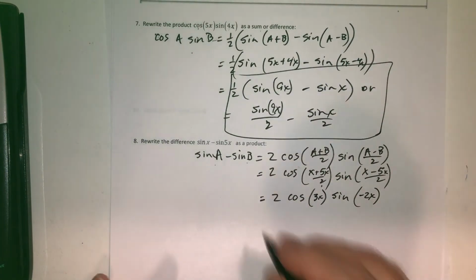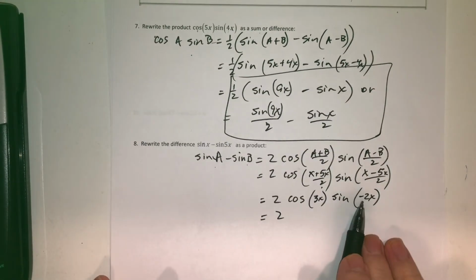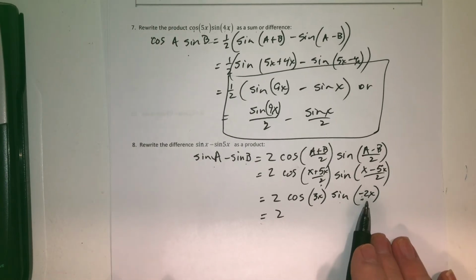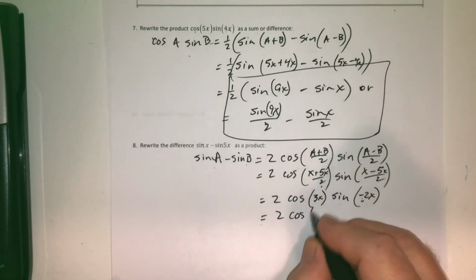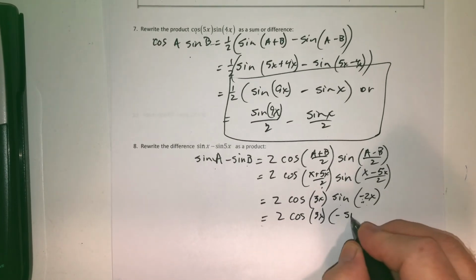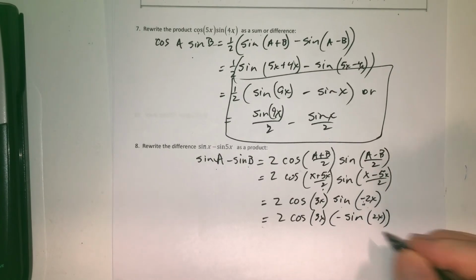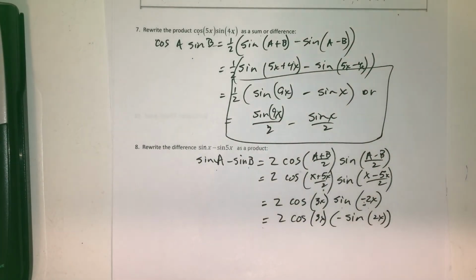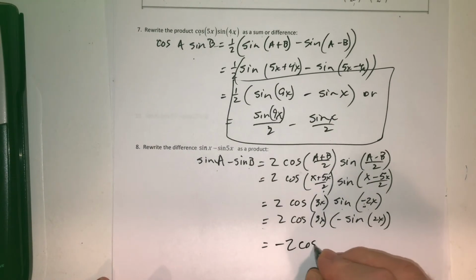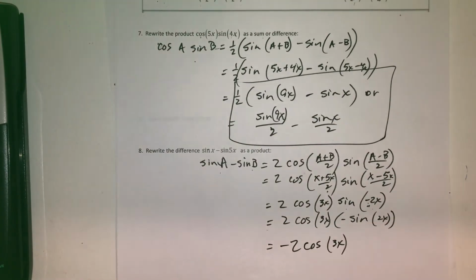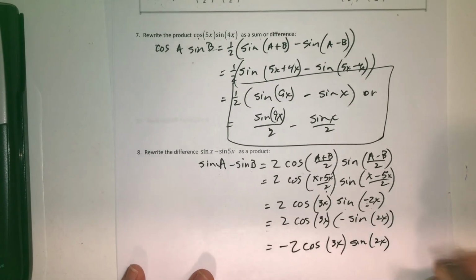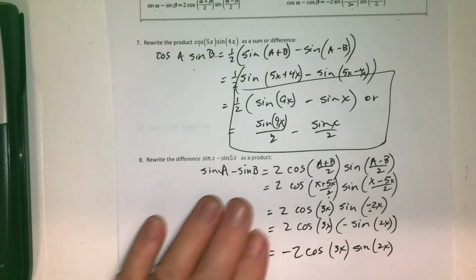And by the way, we can go ahead and rewrite that by bringing that sign out in front because the sine of negative alpha is negative the sine of alpha. So we'll just rewrite that. That's one of those odd-even identities, as negative sine of 2x. And then we can bring that negative out in front and rewrite that as negative 2 times the cosine of 3x times the sine of 2x. And we have rewritten that as a product. All right, let's turn the page.